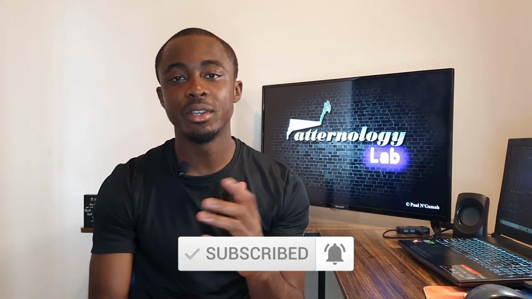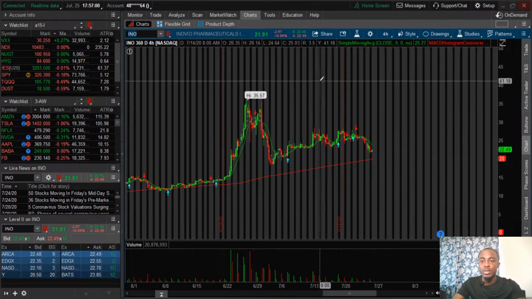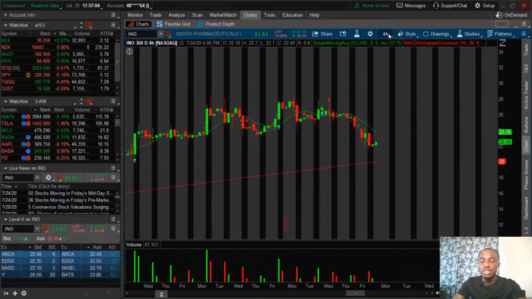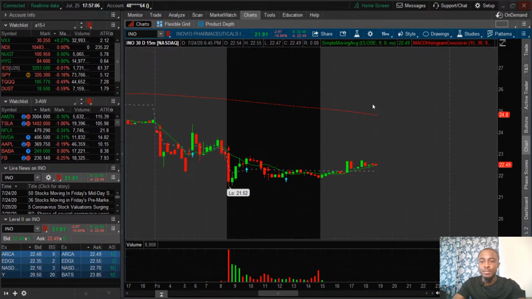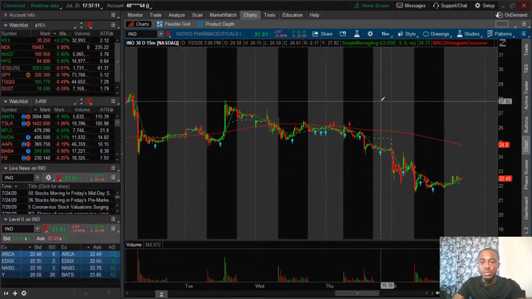Now the third pattern that we're going to talk about is actually on Ino. This one was very, very clean and very predictable. Here it is. If we type Ino, the pattern that I saw here was actually on the 15-minute chart. Yeah, the 15-minute chart. Let's zoom in right here.